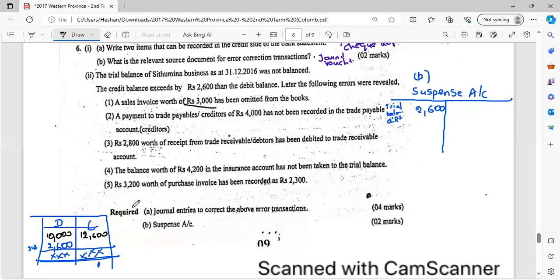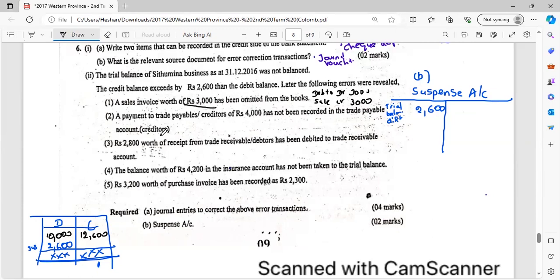So it's wrong. So what we need to do, what is the double correction entry? Debtors account debit 3000, sales account credit 3000, no impact on suspense account. In general journal you can write, so I'm not going to write. Debtors account debit 3000, right? Sales account credit 3000. You can write in the narration. What is the narration? Corrected sales invoice 3000 has been omitted from the books. Likewise you can write. Okay.